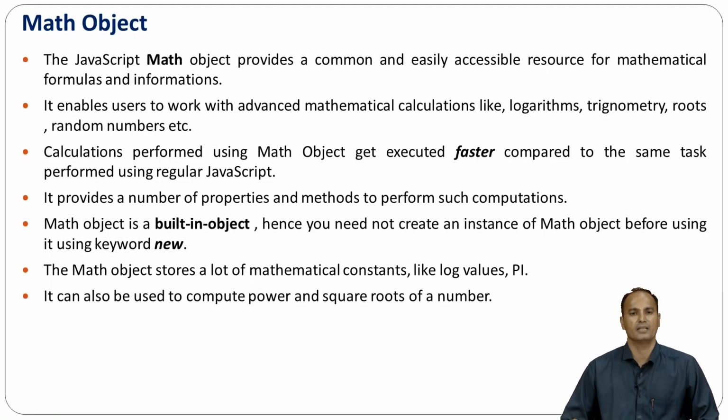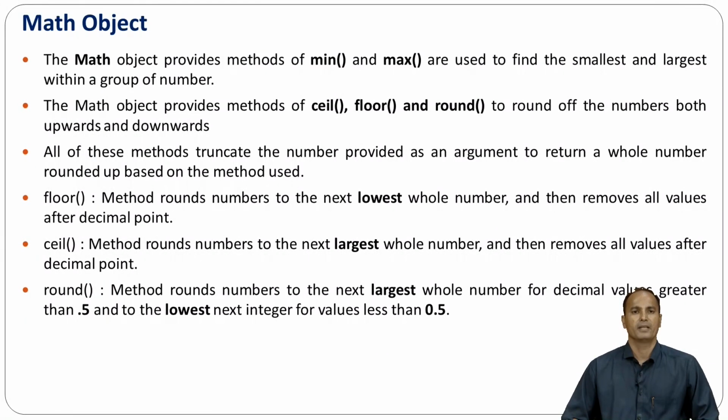Math object is an inbuilt object, hence you need not create an instance of the math object using the new keyword. The math object stores a lot of mathematical constants like log values, pi, etc. It can also be used to compute the power and square root of a number. Math object provides methods for minimum and maximum, ceiling, floor, round, etc.